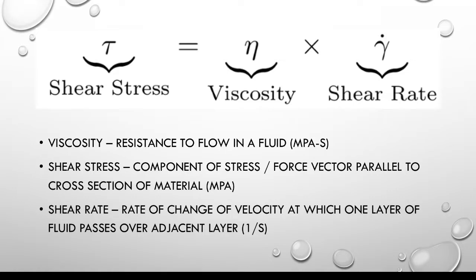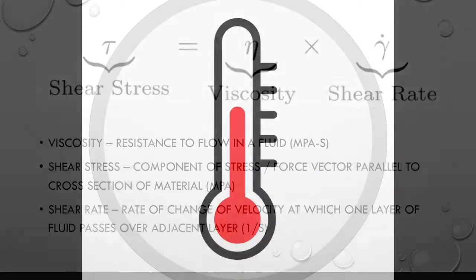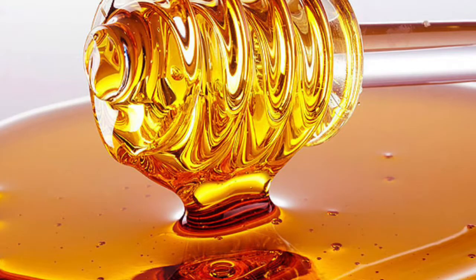Shear stress is the component of stress or force vector parallel to the cross-section of the material. Shear rate is the rate of change in velocity at which one layer of fluid passes over an adjacent layer. For Newtonian fluids, a fluid's viscosity is only dependent on temperature. For example, honey flows more easily when you warm it up and becomes thicker when it gets cooler.